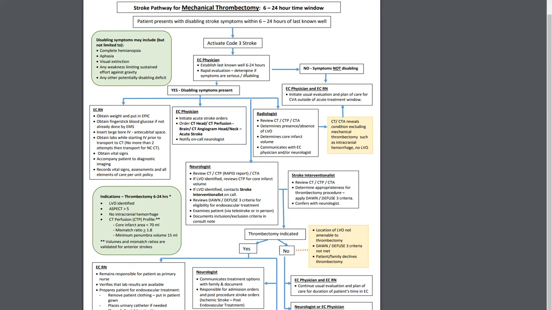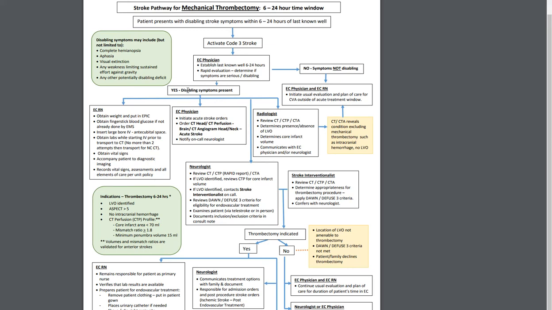They activate a stroke code. This activation of stroke code is the same as within 6 hours. Basically, it's the physician signaling their own nurses to mobilize them to help with a stroke patient. But within 6 hours, they would not order the CT perfusion. If they order CT perfusion, that means they are fitting this window, 6 to 24 hours. So if you see a CT perfusion, that's for sure within this protocol.